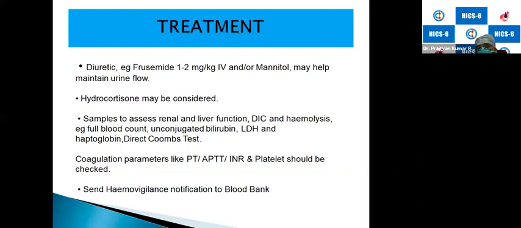So what we need to understand, my dear sisters, is that we have to be very, very careful about this reaction. We have to remove the IV set and, if possible, the venflon immediately, start IV fluid immediately, give vasopressor if required, give steroid if required, give diuretics or mannitol if urine is not coming.